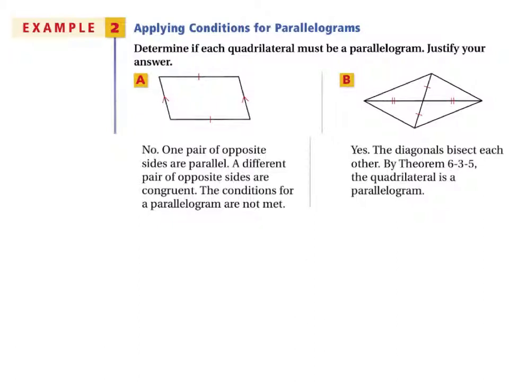If you did it correctly, the first one would be no, because you only have one pair of opposite sides parallel, and then a different pair of opposite sides are congruent. These are not conditions that would make something a parallelogram. And B, yes, because the diagonals bisect each other. So therefore, the quadrilateral is a parallelogram.